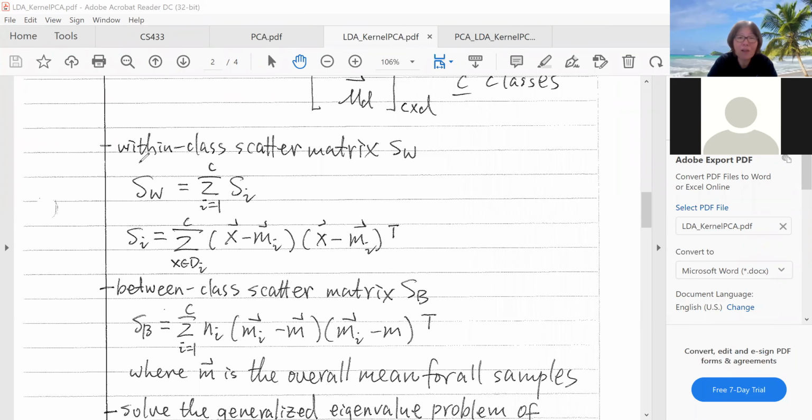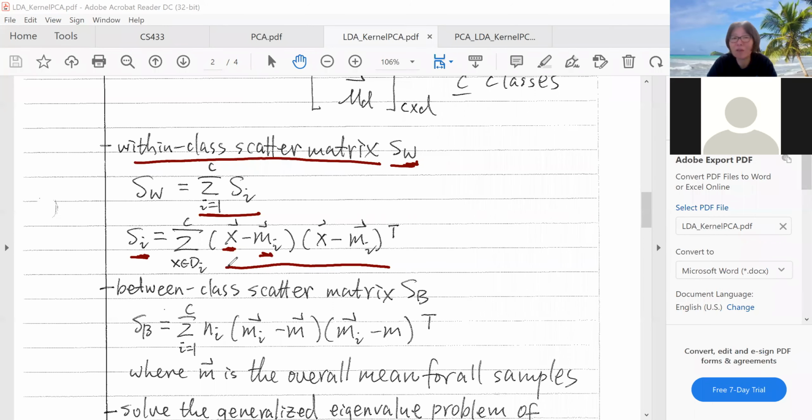Then we need to find the within-class scatter matrix. We call it SW. So SW is what? You add together all of the classes, but for each class, it's the sample minus the mean of that class. So anyway, it's given like this, over all of the classes. So this is within class.